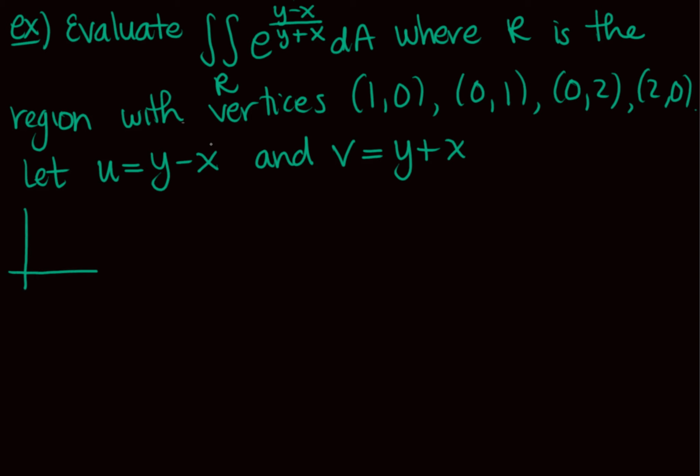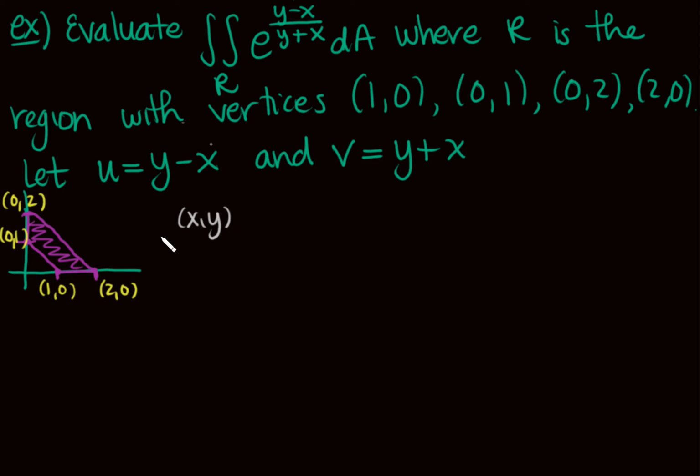So here's my r. My r is going to be from 1, 0, 0, 1, 1, 0, 0, 1, and then I have 2, 0. Okay, so look at what I'm going to get. It looks something like this. So here is my region. I have 1, 0, 2, 0, 0, 1, and 0, 2. Again, I'm going to do the same thing. I'm going to create my little table here.